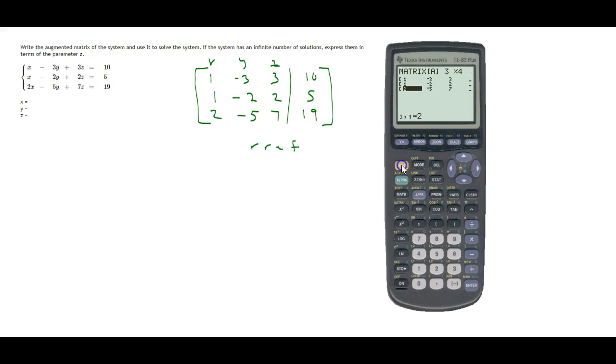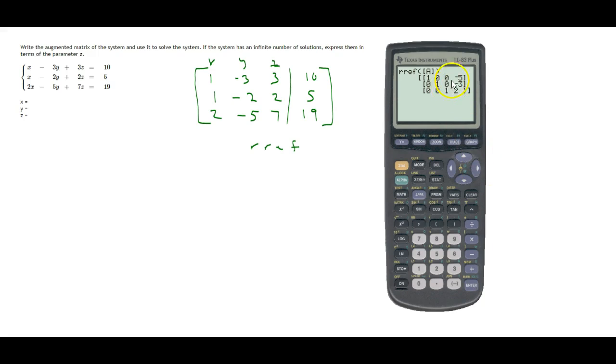So I need to get out of this, second, quit, go back to matrix. This time I'm going to go to math, and this is where I look for the rref, and there it is, it's B. And you can scroll up or down with the little arrows, but I want the reduced row echelon form. Enter. Go back to matrix, and this was matrix A. Enter, and I always like to close my parenthesis. It's not necessary, but I like to do it. And there is our reduced row echelon form matrix.